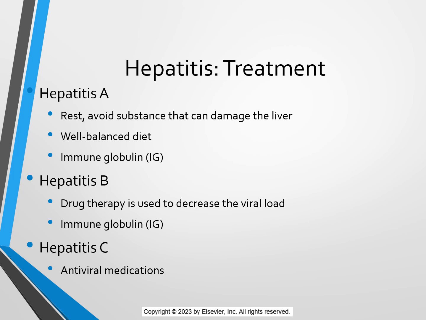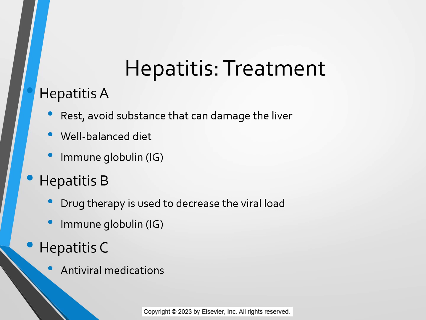Hepatitis A will be treated by rest and avoidance of any substances, including alcohol, that could lead to liver damage. A well-balanced diet will help the liver cells heal. Vaccines are available for those at risk to exposure. For hepatitis B, drug therapy will be used to decrease the viral load, therefore decreasing disease progression. Antiviral medications have been used successfully in the treatment and cure of active hepatitis C. On page 721 within table 30.4, you can see some drugs commonly used to treat liver disorders.